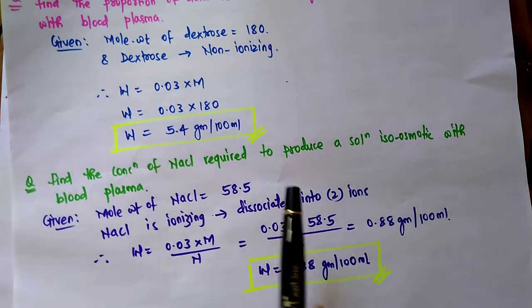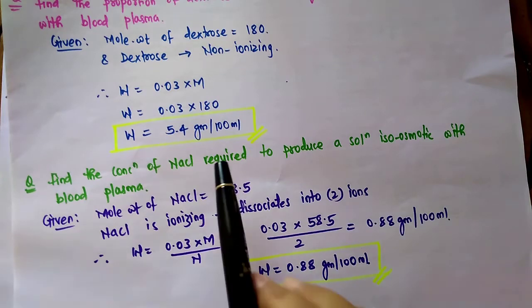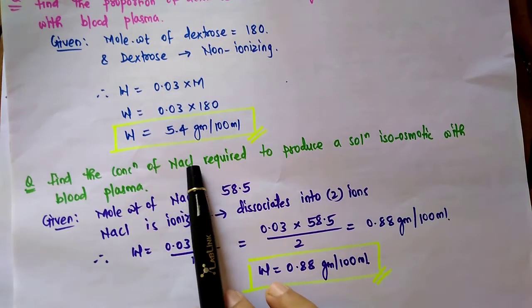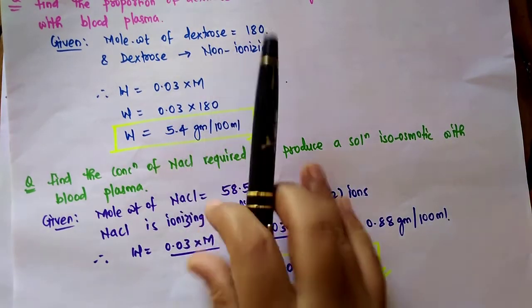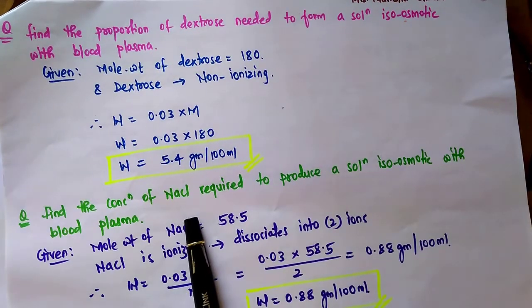Now here you are supposed to calculate the concentration of NaCl. As you can see, dextrose was non-ionizing and NaCl is ionizing.